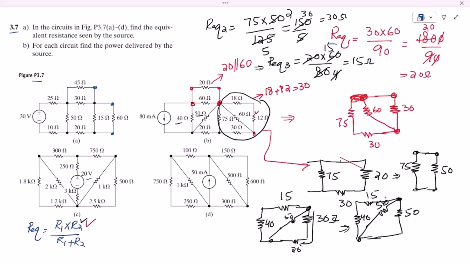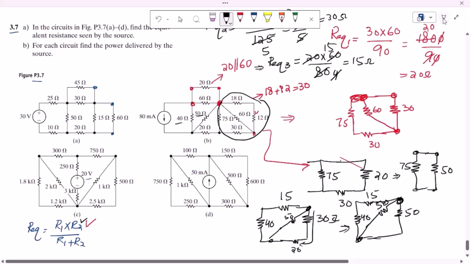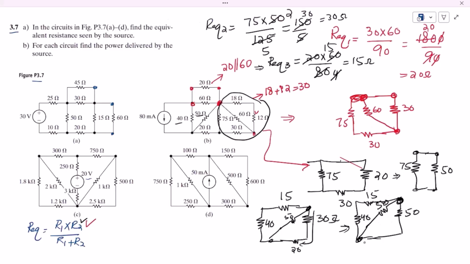This one 40. Now you can see that both ends of these two resistors, let me change the color, let me use this blue one. The two ends of these two resistors 50 and 50 are basically connected directly with each other, so these are in parallel with each other. Once you find the equivalent of two same resistances connected in parallel, it will be half of any one of them. Let me prove it here as well.